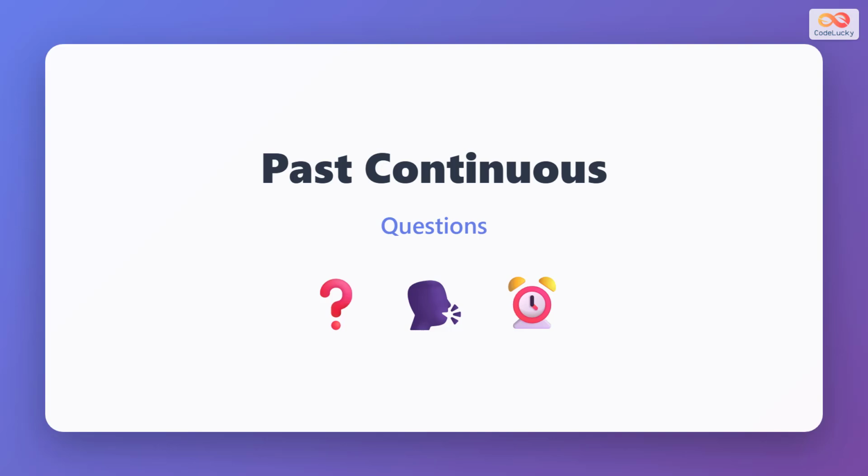Welcome to this lesson on past continuous questions. In this video, we'll learn how to ask questions about actions that were happening at a specific time in the past. This is an essential skill for everyday English conversations.